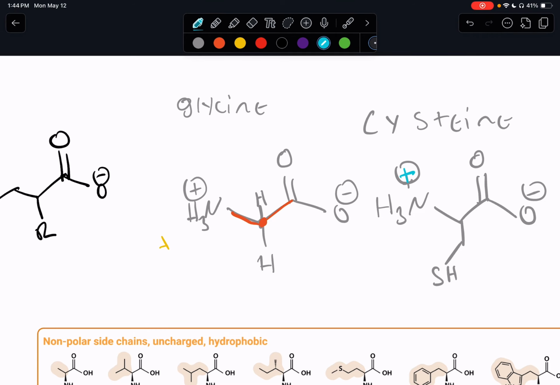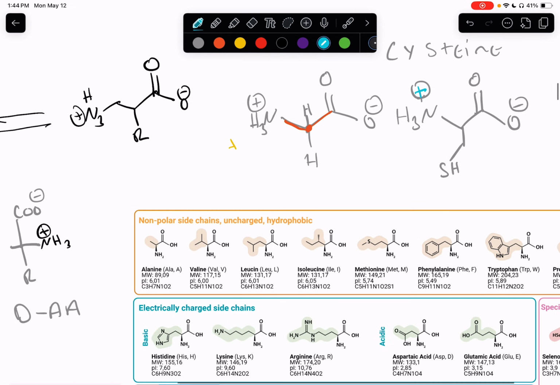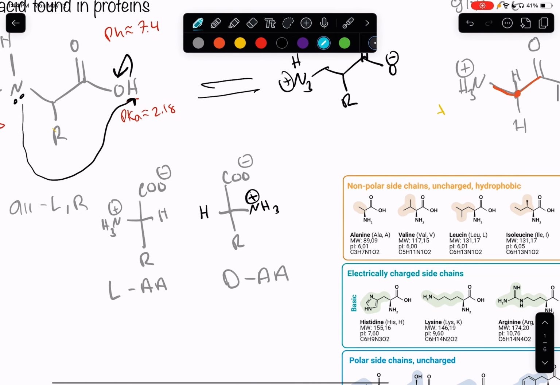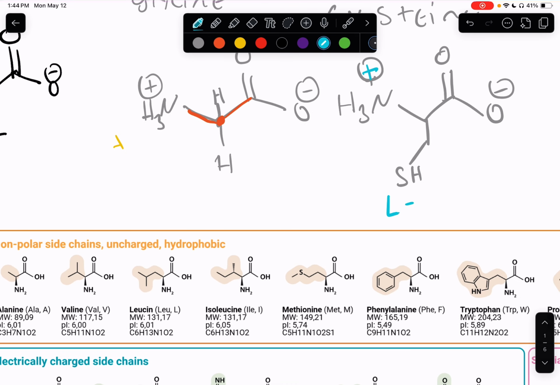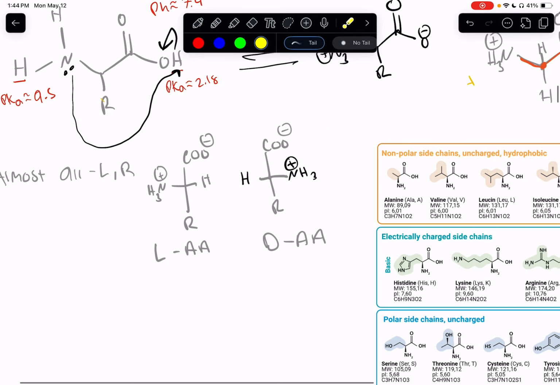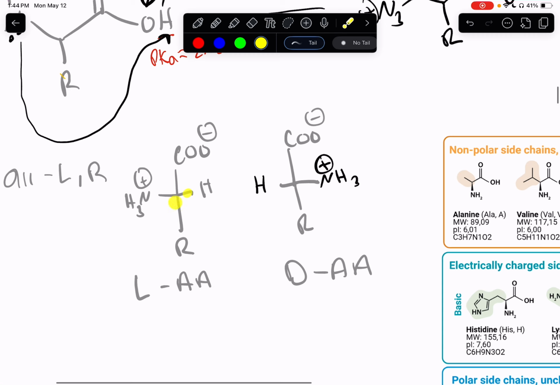Cysteine is the only amino acid that is going to be L and S. So cysteine, L and S, and that's due to this thiol group. Again, this goes back to priority, because cysteine has this thiol group, it's going to change the stereochemistry. And that's all you need to know about that. And again, like I said before, you can see amino acids in this form.